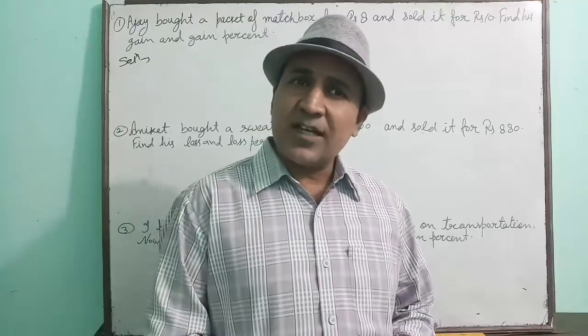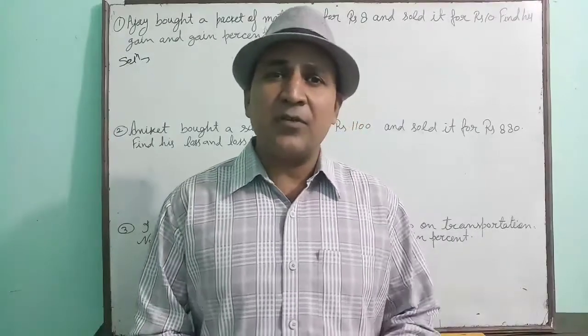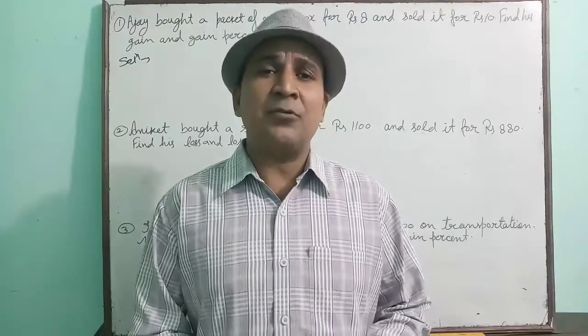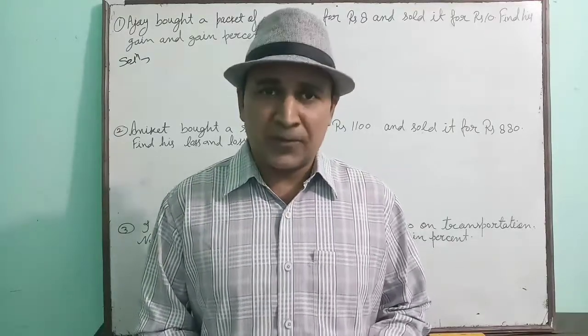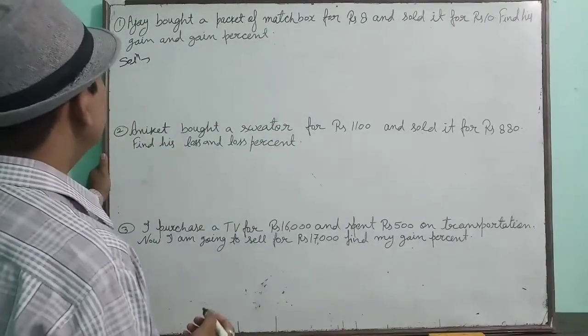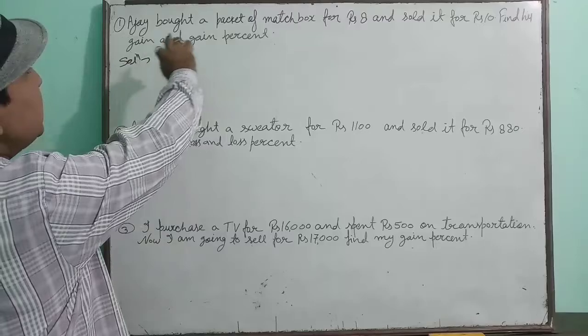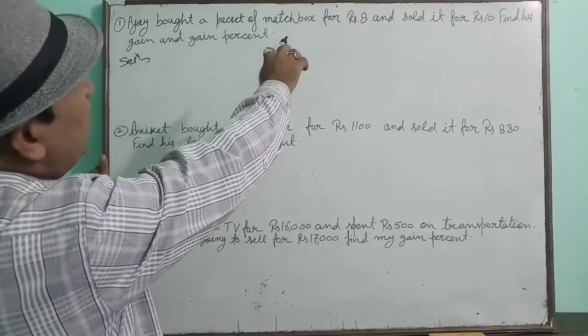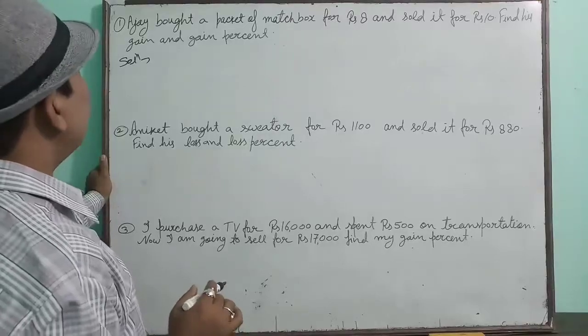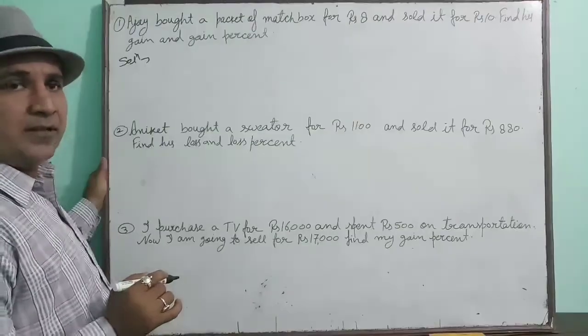In the previous class, we revised the chapter properties of triangles. Today we are going to revise the chapter profit and loss. See here, I have written some questions. The first question is, Ajay bought a packet of matchbox for rupees 8 and sold it for rupees 10. Find his gain and gain percent.